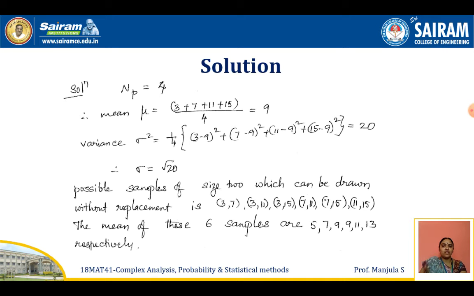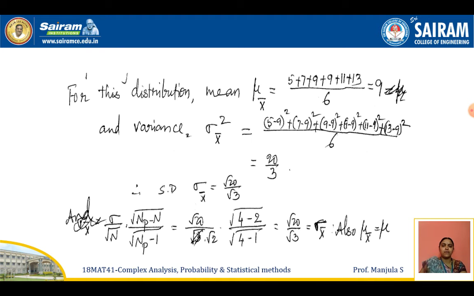For the first one, 7 plus 3 is 10, and 10 divided by 2 is 5. Similarly we can find the remaining, so the means are 5, 7, 9, 9, 11 and 13 respectively. After getting these means, we'll find mu x bar. Add the obtained numbers and divide by 6, and we get mu x bar equals 9. Similarly for sigma x bar, apply the same formula and simplify, and we get the variance as 20 by 3. We need the standard deviation, so it is square root of 20 by 3. This is the sigma x bar value.